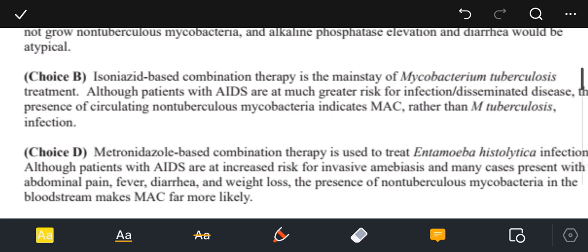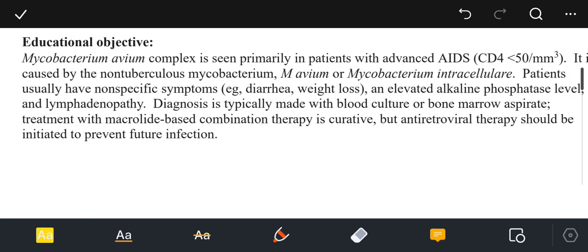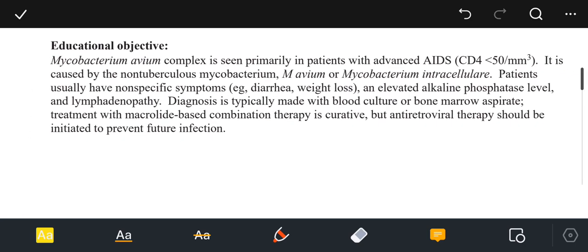The educational objective of this question is stating that Mycobacterium avium complex is seen primarily in patients with advanced AIDS, that is CD4 count of less than 50 per millimeter cube. It is caused by the non-tuberculous mycobacterium, Mycobacterium avium or Mycobacterium intracellulare. Patients usually have non-specific symptoms like diarrhea and weight loss, an elevated alkaline phosphatase level, and lymphadenopathy. Diagnosis is typically made with a blood culture or bone marrow aspirate. Treatment with a macrolide-based combination therapy is curative, but antiretroviral therapy should be initiated to prevent future infections.